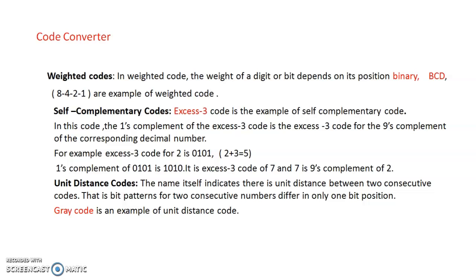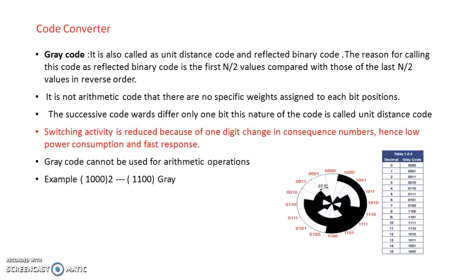Next is the unit distance code. In the unit distance code, the name itself indicates that there is a unit distance between two consecutive codes. That is, the bits in two consecutive numbers differ in only one bit position. So gray code is also an example of a unit distance code. This is the example of gray code. We'll discuss how to convert numbers from binary to gray or gray to binary.